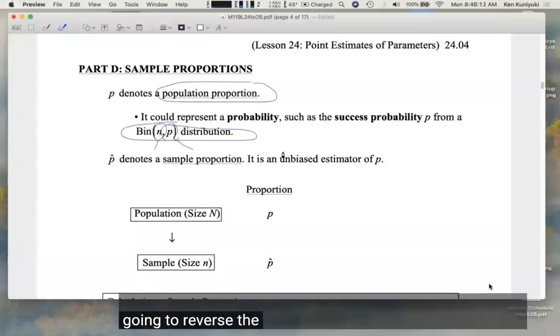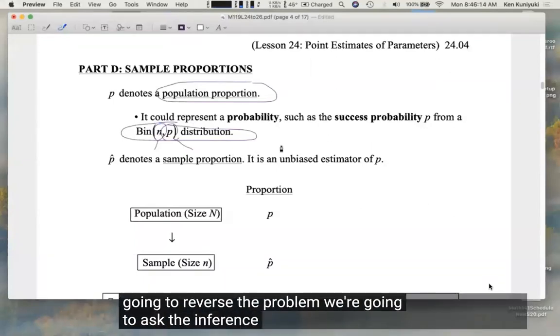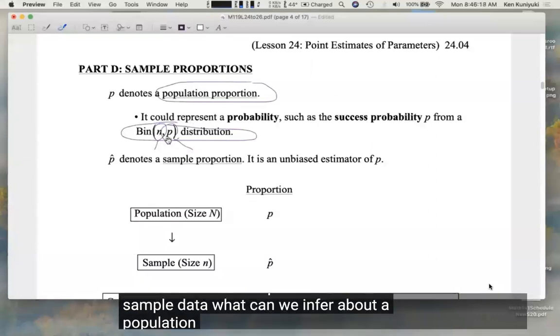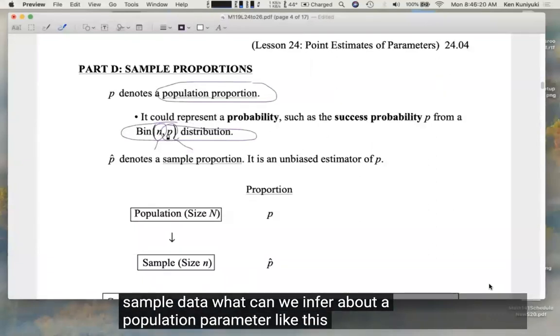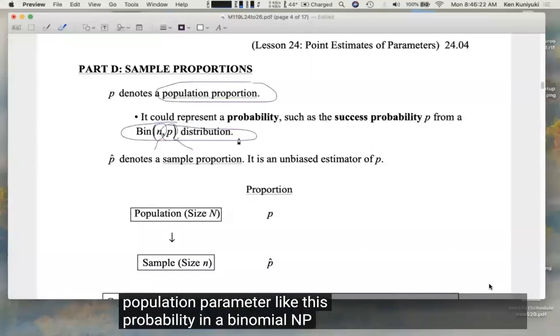So we're going to reverse the problem. We're going to ask the inference question. Based on sample data, what can we infer about a population parameter, like this probability in a binomial n, p distribution?